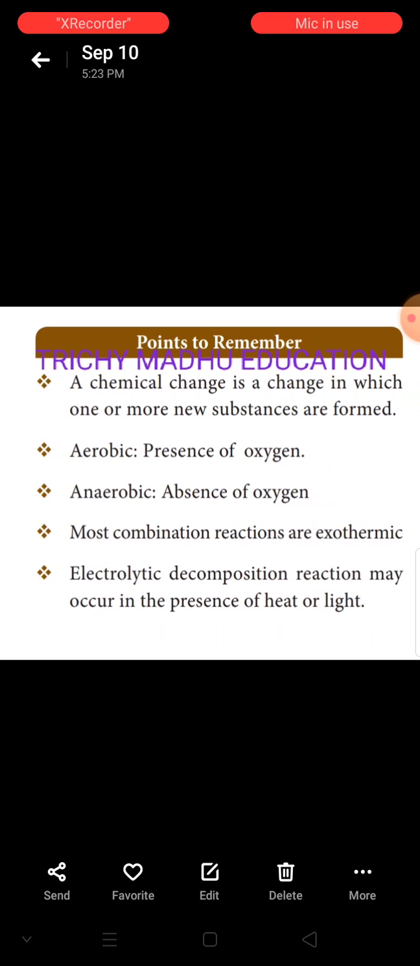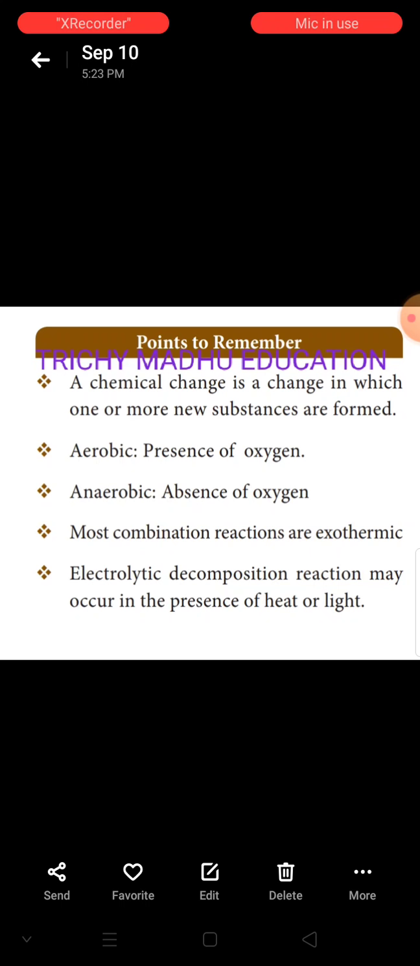Points to remember: a chemical change is a change in which one or more new substances are formed. Aerobic means presence of oxygen, anaerobic means absence of oxygen. When oxygen is present, it is called aerobic. When oxygen is absent, it is anaerobic. Most combination reactions are exothermic.